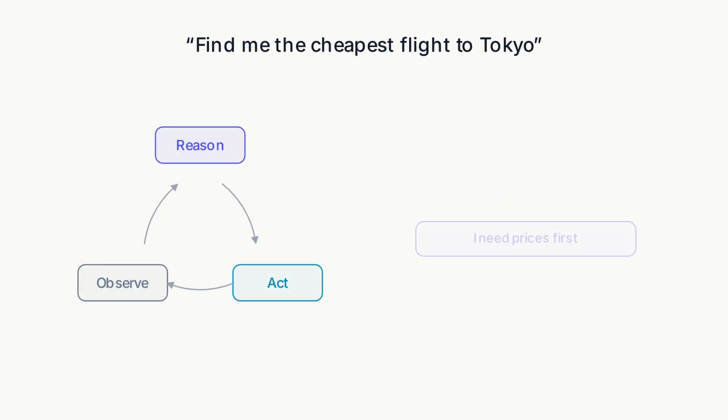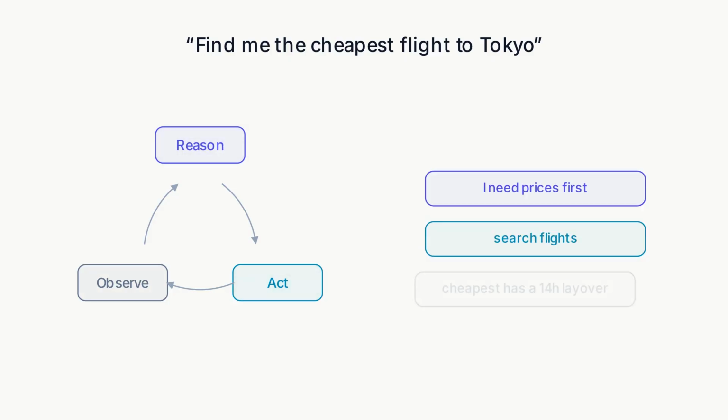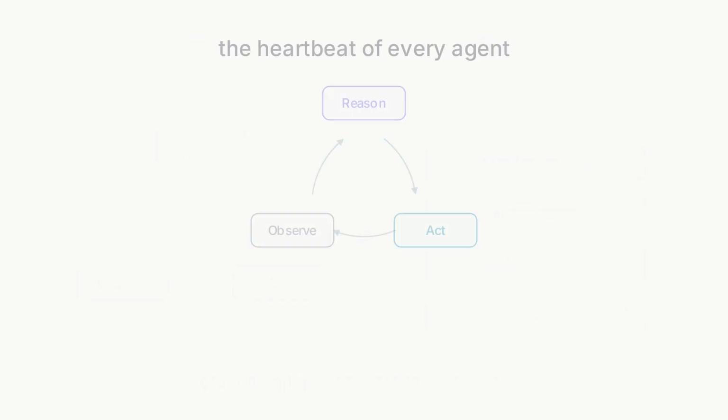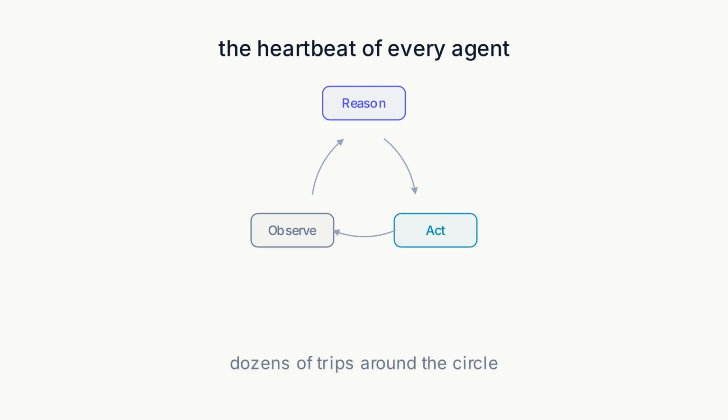A loop. Watch it work on a real task. Find me the cheapest flight to Tokyo. The agent reasons: I need prices first. It acts: search flights. It observes: 3 airlines, and the cheapest has a 14-hour layover. It reasons again: that layover is brutal. Is it worth checking nearby dates? It acts again. Around and around, reason, act, observe, until the job is done. This loop is the heartbeat of every agent you will ever use. When you watch an agent work for 2 minutes before answering, this is what's happening. Dozens of trips around that circle, each one informed by what the last one found.